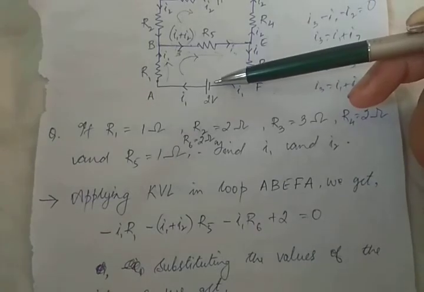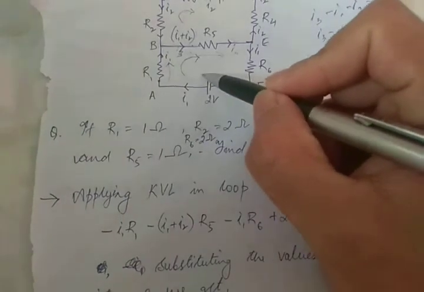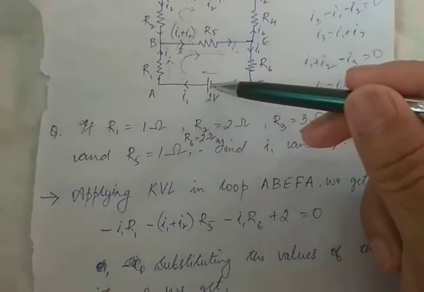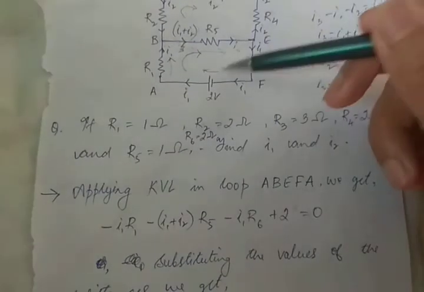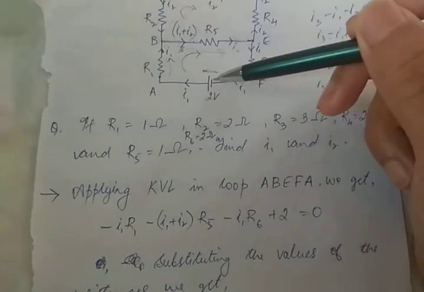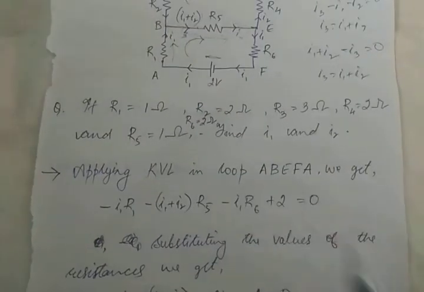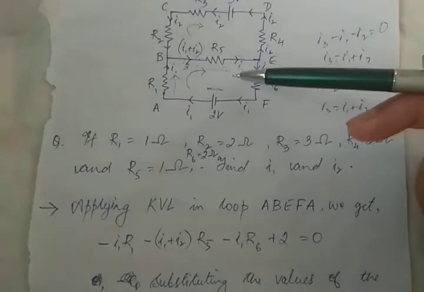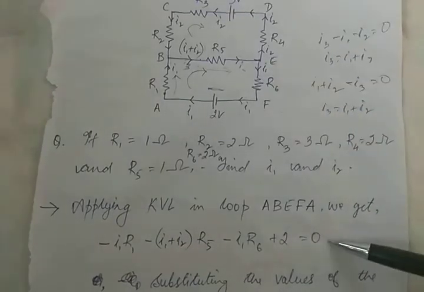Minus I1 R6 plus 2. Why plus 2? Because we've taken clockwise direction of movement, here we are moving from the negative plate to the positive plate. So there is a rise in potential, since you are moving from negative plate to positive plate, therefore plus 2 over here. This is the algebraic sum of the potential differences in the closed lower loop. Therefore this has to be equal to 0 according to Kirchhoff's voltage law.